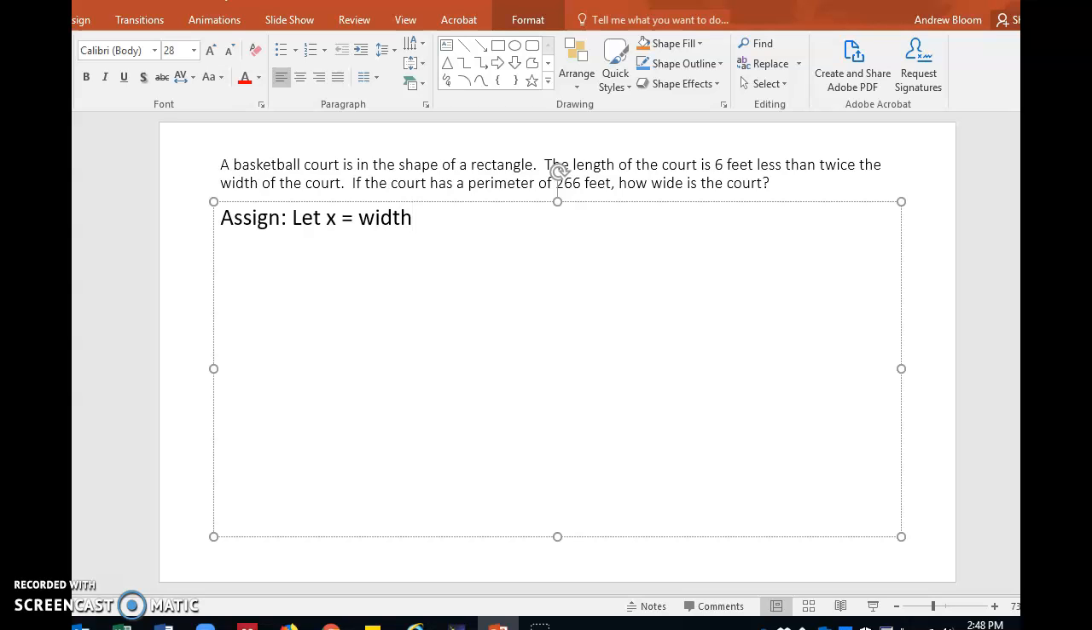Let's let x be the width. If x is the width, then we actually have a relationship that's written out here for the length. The length is 6 feet less than twice the width. So let's take the width, 2x, and subtract 6. And we can write that out, right?